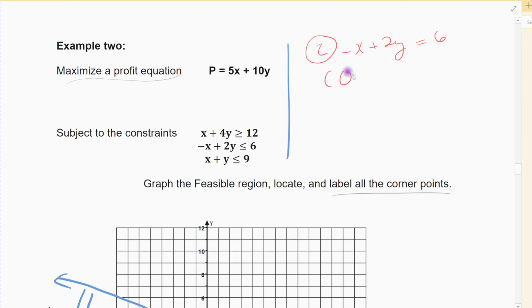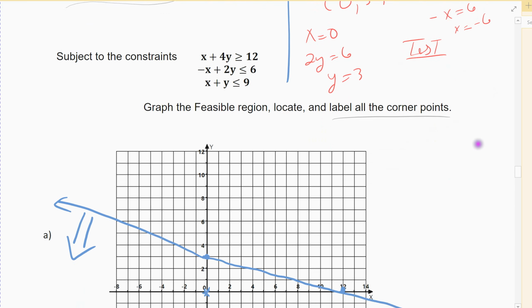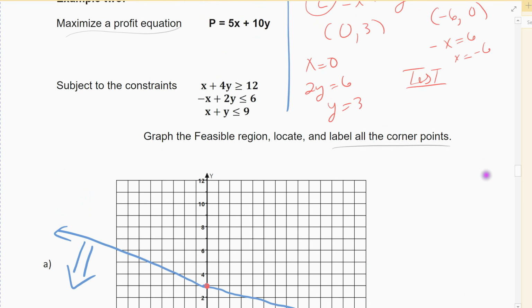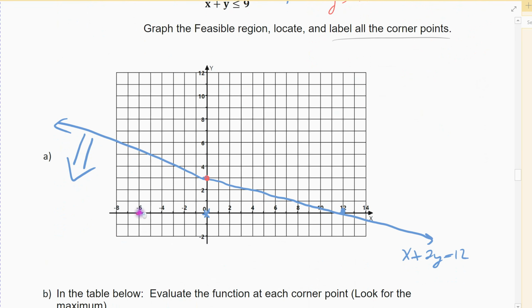Same thing, I'm going to use my intercepts. The first one is x equals 0. I get 2y equals 6, so y equals 3. And for y equals 0, negative x equals 6, so x equals negative 6. And then I'm going to test it after I graph it. So 0, 3 is probably going to be a corner point, since it's going through 2 of my lines. It hits there at that same place, 0, 3, and then negative 6, 0, so over here.